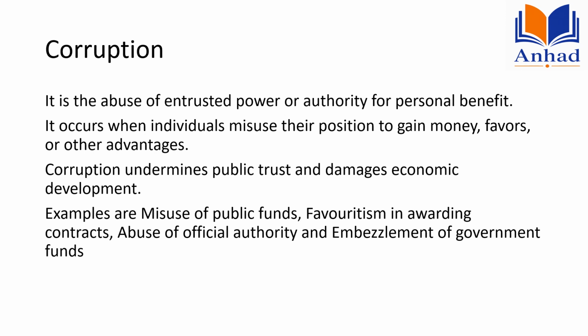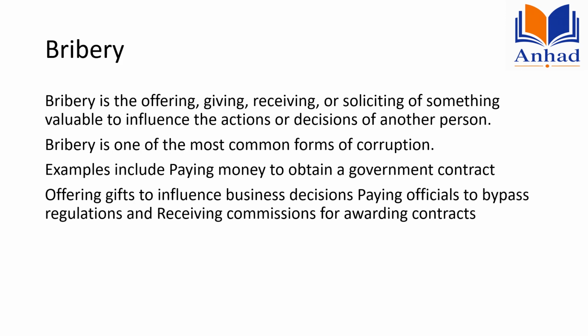Next, the fifth kind of financial crime is bribery. Bribery is the offering, giving, receiving, or soliciting of something valuable to influence the actions or decisions of another person. Bribery is one of the most common forms of corruption.